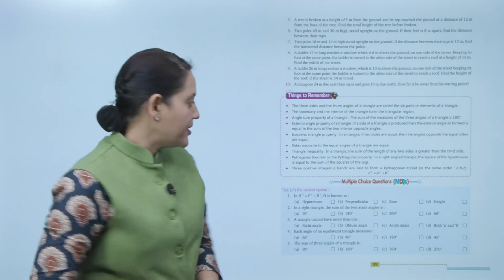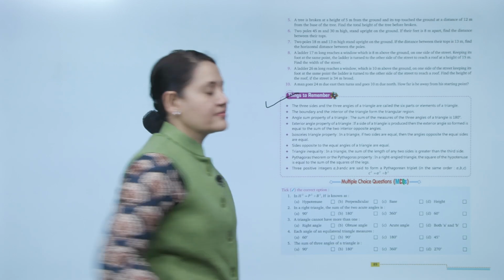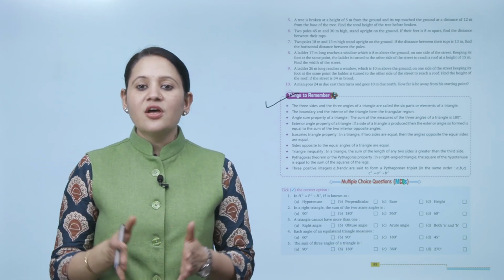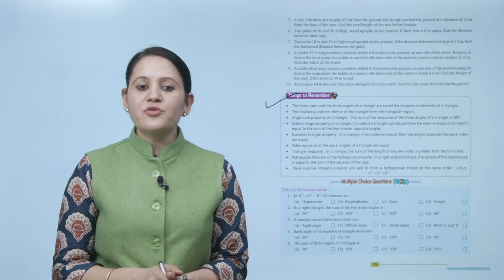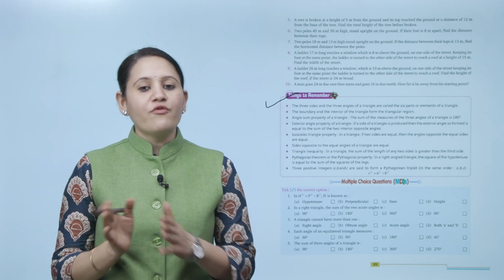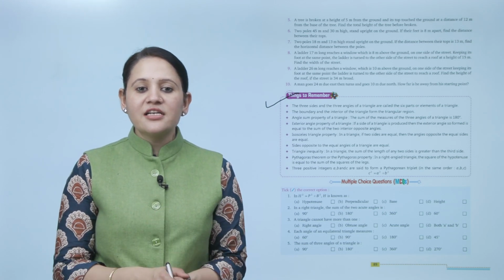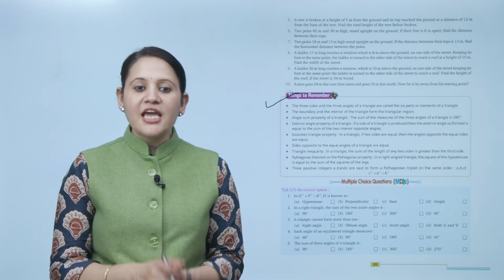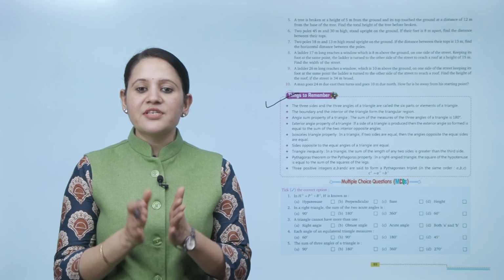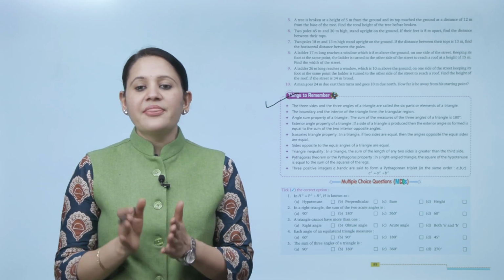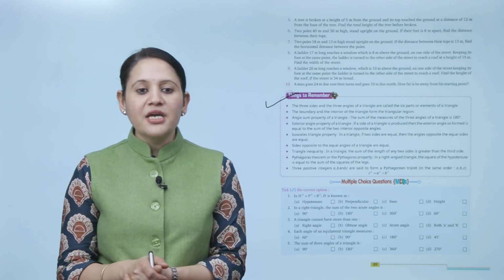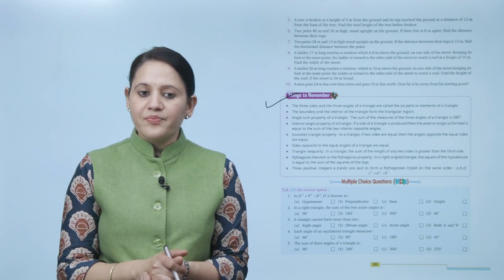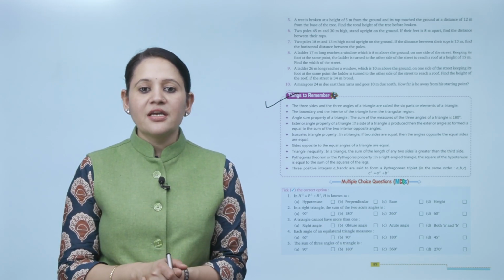Next is things to remember. The three sides and three angles of the triangle are called the parts or the elements of the triangle. The boundary and the interior of the triangle form the triangular region. Angle sum property of the triangle: the sum of the measures of the three angles of a triangle is 180 degrees. Exterior angle property of the triangle: if a side of a triangle is produced, then the exterior angle so formed is equal to the sum of the two interior opposite angles.